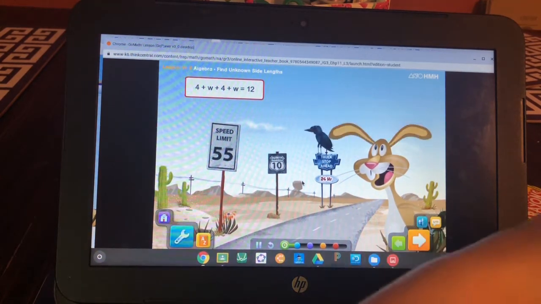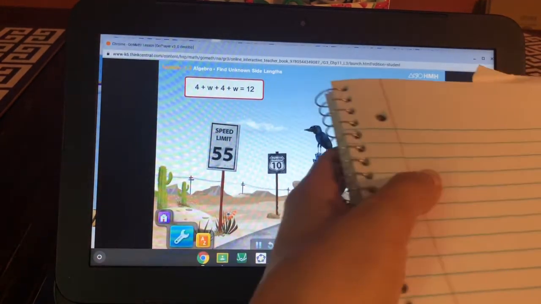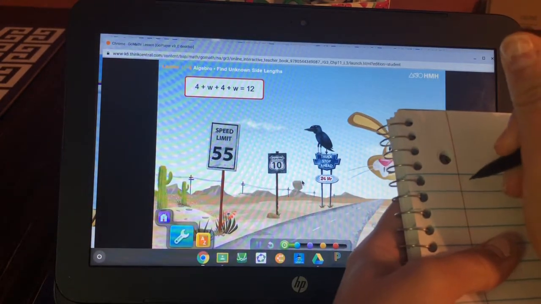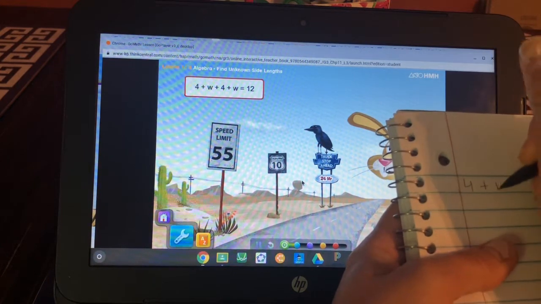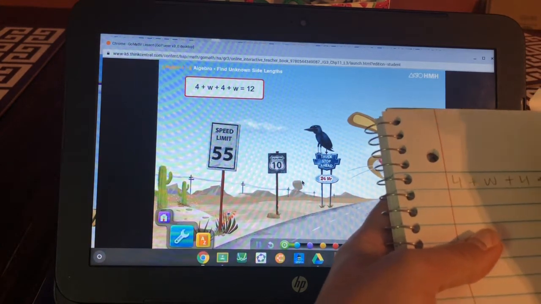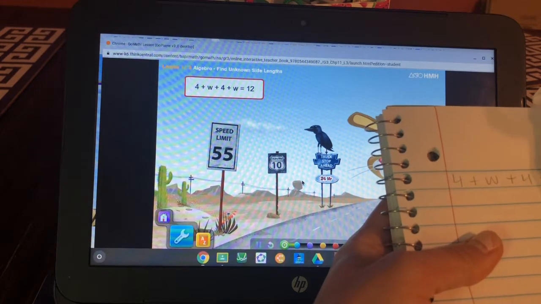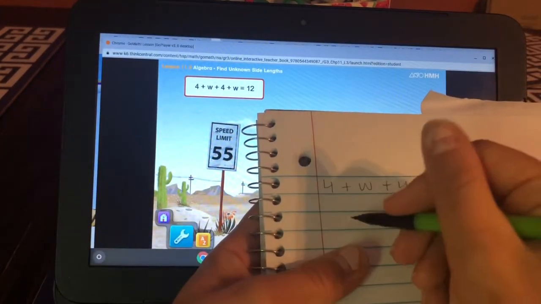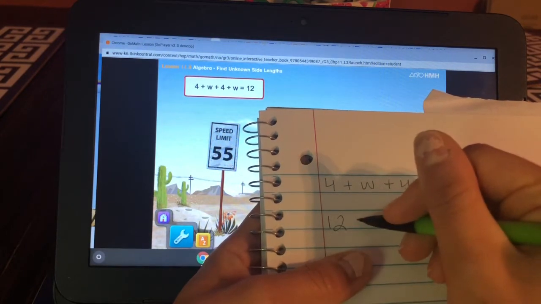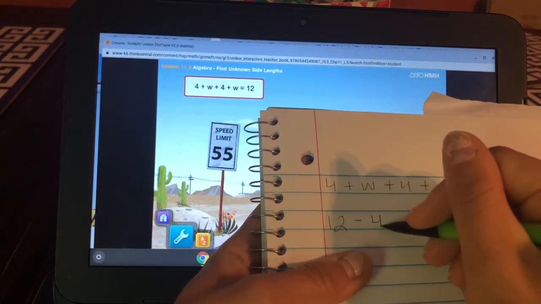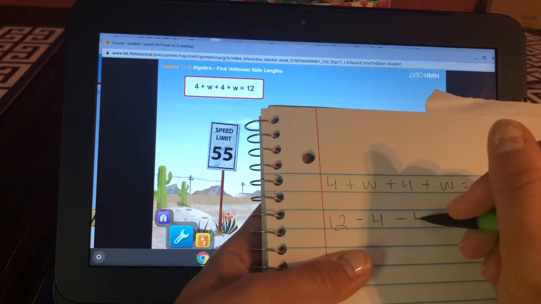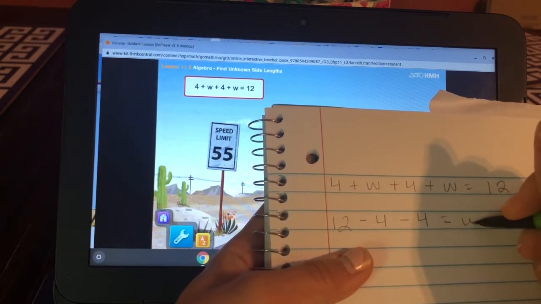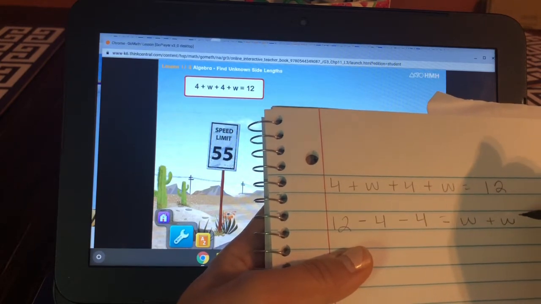So to solve this one, the equation it's showing is 4 plus W plus 4 plus W equals 12. The bunny also mentioned that you could use subtraction. So subtraction would look like 12 minus 4 equals W plus W.